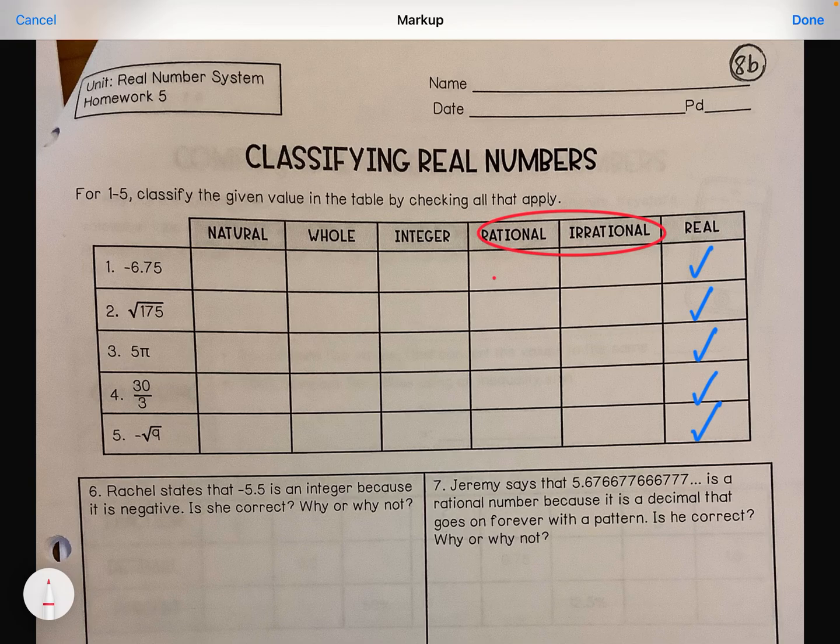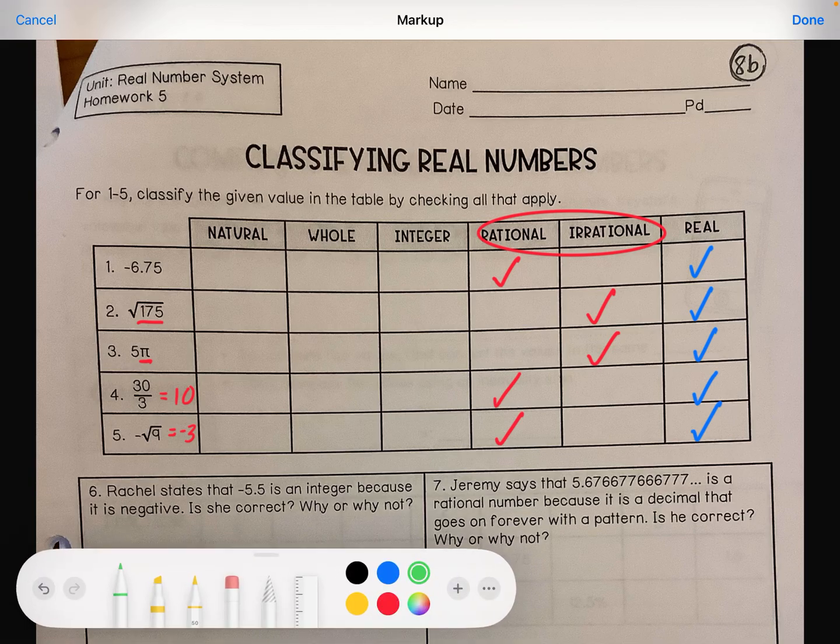Number 1 is rational because it's a terminating decimal. Number 2 is irrational because it's a non-perfect square that we're taking the square root of. 5 pi is irrational because it includes pi. 30 over 3 simplifies to 10. That's rational. And negative square root of 9 is equivalent to negative 3. That's rational.